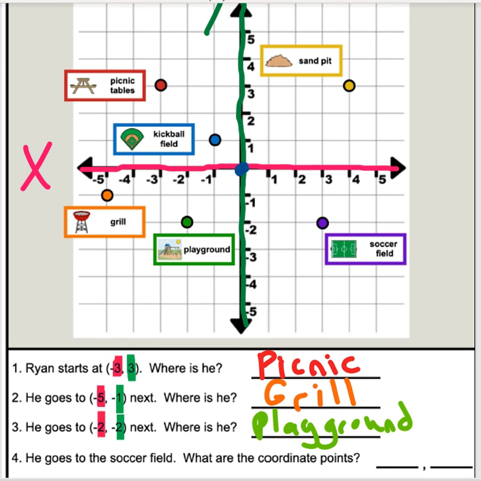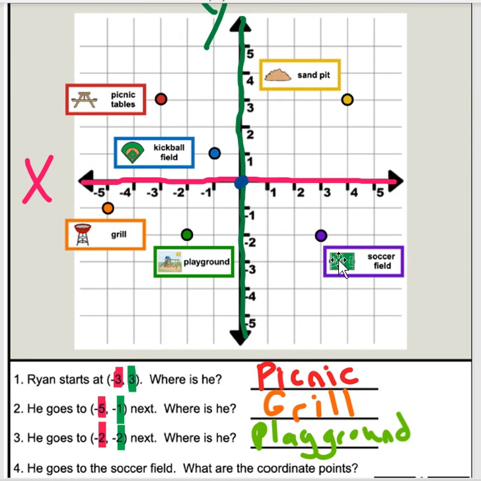And let's look at our 4th question. It says number 4, he goes to the soccer field. What are the coordinate points? So this time we're going to just look at our coordinate graph, and we're going to just look for which one is labeled soccer field. We look, here it is, it's purple. But we need to know what are the coordinate points. So what are the numbers we're putting in?